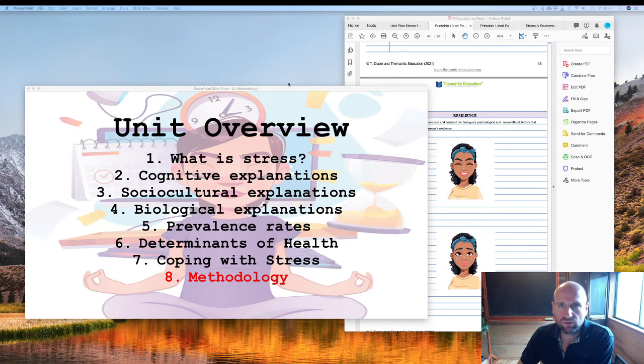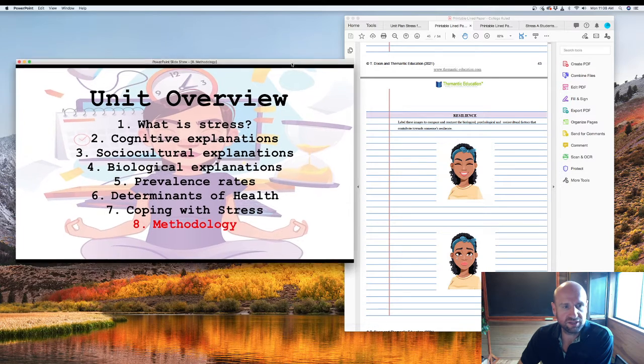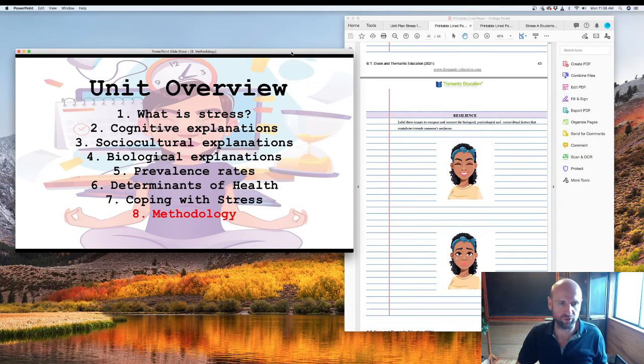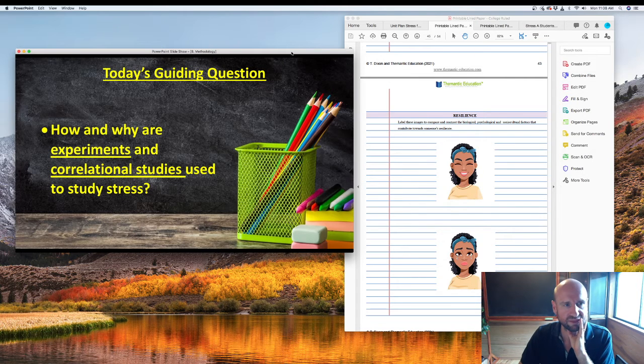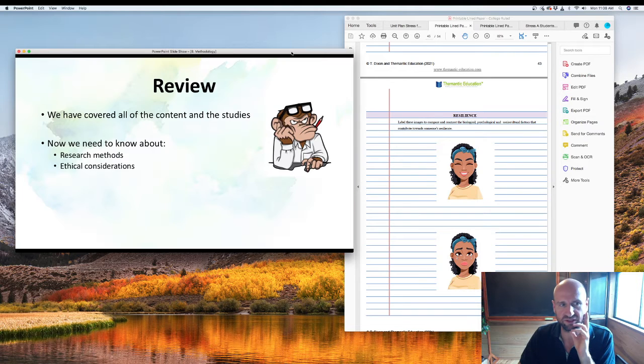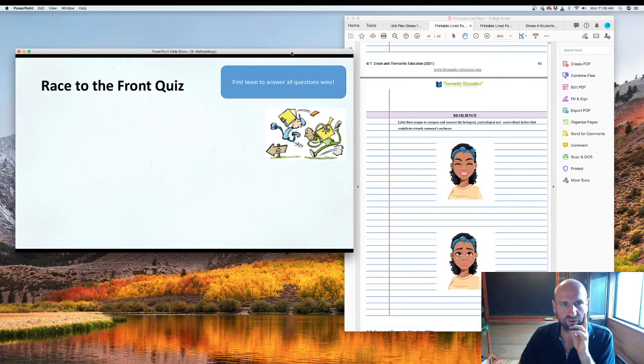All right, so now we've done all the content, it's time to review the methodology. Now you might have skipped the determinants and the coping, or you might have condensed the coping, but the methodology must be covered because it could be in the exams. So we're looking at two research methods, experiments and correlational studies, and ethical considerations.